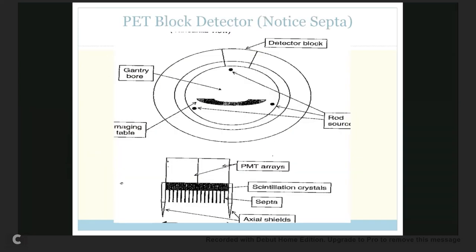Alright, so here you have your detector system, right? You have your rod source, and then you have the imaging table, of course, your gantry board, and then the detector block, okay? Within the detector block, you have your septums, your scintillating crystals, and then your PM tube arrays. So it's the same concept as your gamma camera.